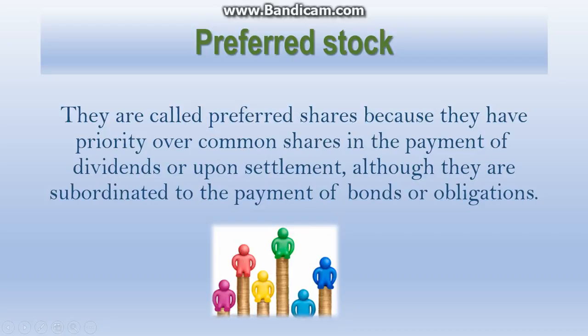Preferred shares. They are called preferred shares because they have priority over common shares in the payment of dividends. When we say this, it's because the company always has to follow this, and also they are subordinated to the payment of bonds or obligations. So this helps a lot to the company.